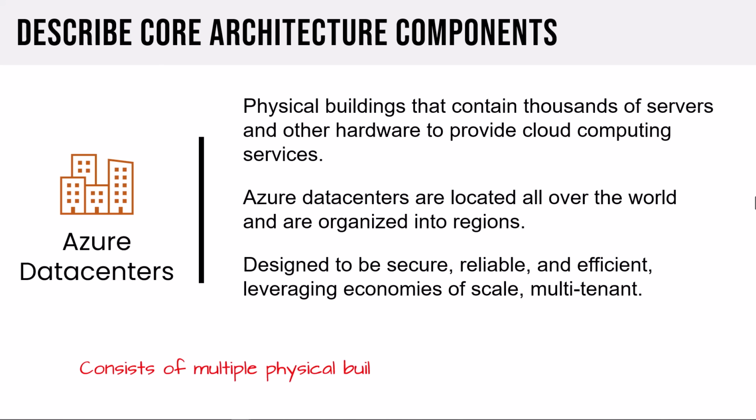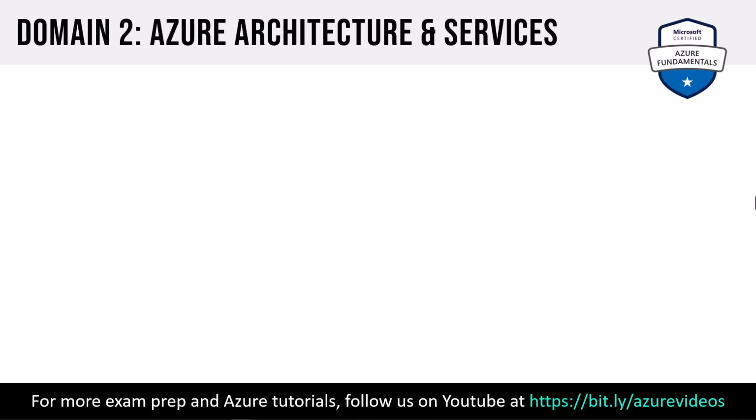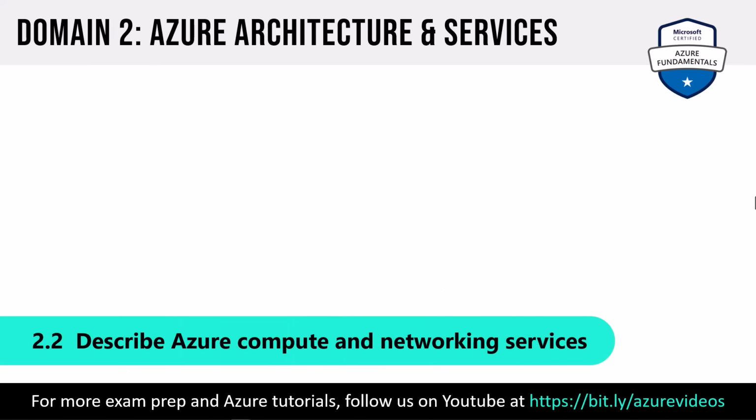For the exam, do remember that a data center consists of multiple physical buildings, and it has redundancy throughout, whether that's powers, servers, internet service provider connections, etc. And that does it for 2.1, bringing us to section 2.2, Describe Azure Compute and Networking Services.